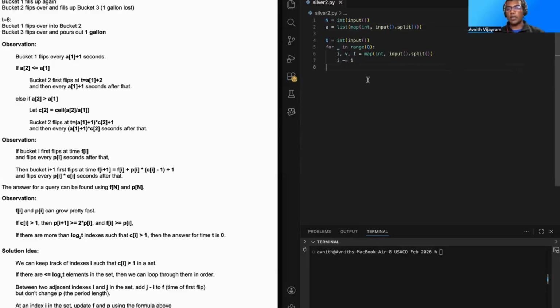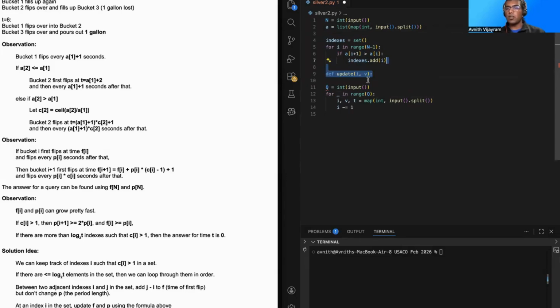So now let's see how we can code up this solution. First we have code that reads in the input. And what we'll want to do first is create this set of indexes. Initially, we're just going to store all the indexes where A of I plus 1 is greater than A of I. This means the ith bucket will have to flip multiple times in order to fill up the I plus first bucket.